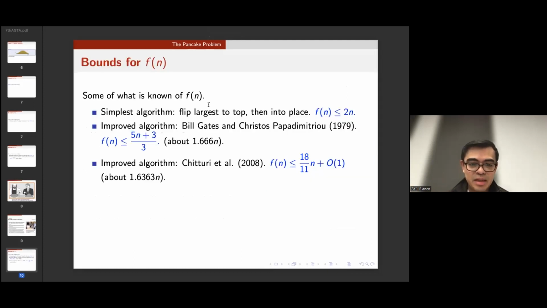So their improvement is this one. 18 divided by 11, so it's about 1.6363. So far I think this is the best upper bound that we have. So what else is known?